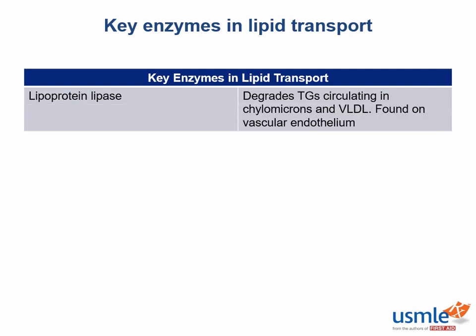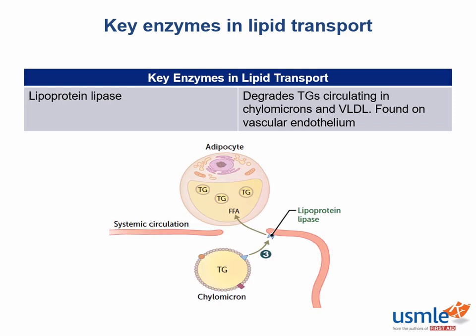Now next up, we have lipoprotein lipase. Now lipoprotein lipase is found on vascular endothelium, and it acts to degrade circulating triglycerides within chylomicrons and VLDL. And on each of these molecules, there's ApoC2, which acts as a cofactor for lipoprotein lipase activation. And now while we're on it, do you remember the class of lipid-lowering agents that acts to upregulate lipoprotein lipase and increase triglyceride clearance? There you go, it's the fibrates.